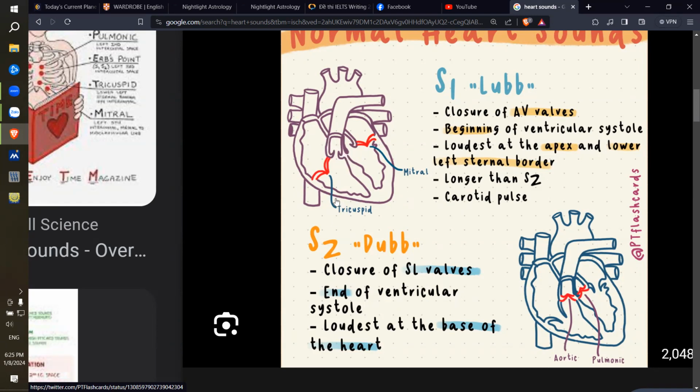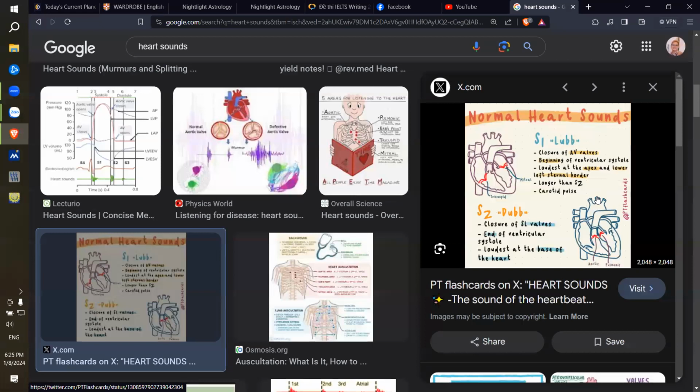Đó là khi cái ventricle này nó đã xong systole rồi, end rồi thì nó có tiếng dub. And dub, you see, is loudest at the base of the heart. Ở cái đáy tim nó sẽ rất là ồn. Alright, that is what you need to know as well. Lub dub sound. What else?